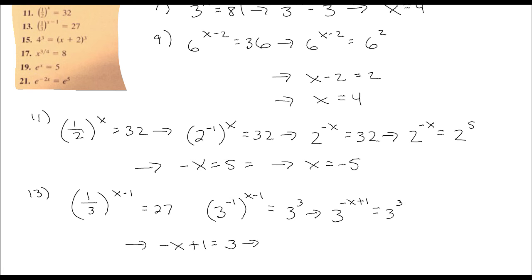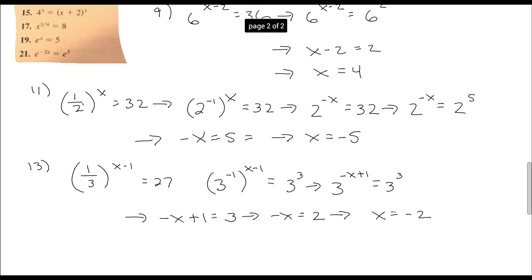Subtract the 1 to the other side. Multiply both sides by a negative 1. So x is negative 2. Alright, 13's done.